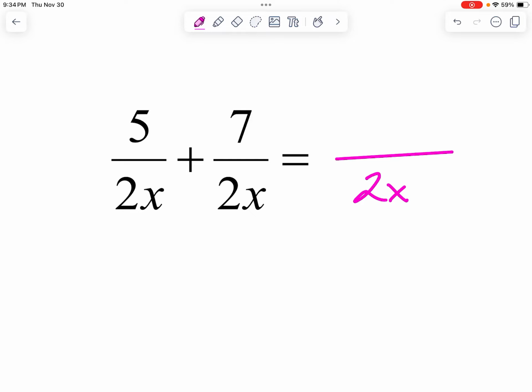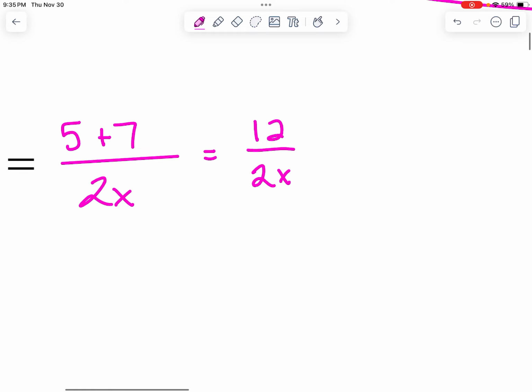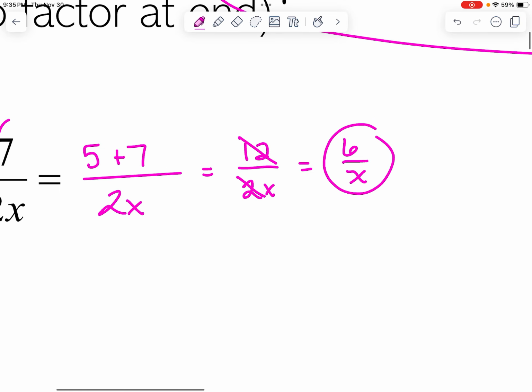Okay, so the common denominator is 2x because they both have a 2x. So this 5 really doesn't need anything extra, and the 7 doesn't need anything extra. So it's just 5 plus 7, and 5 plus 7 in the numerator makes 12 over 2x. And then you have to use your skills from 8-4 to know that the 12 and the 2 cancel. They both divide by 2, so you get 6 over x. Sometimes it reduces at the end, sometimes it doesn't. That was a monomial with a monomial, so totally okay.